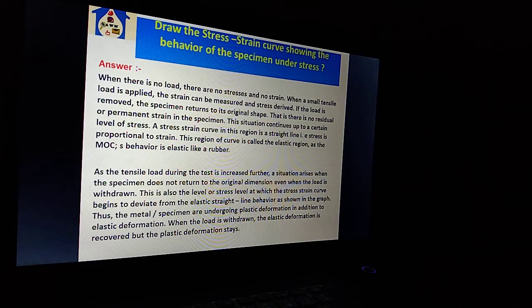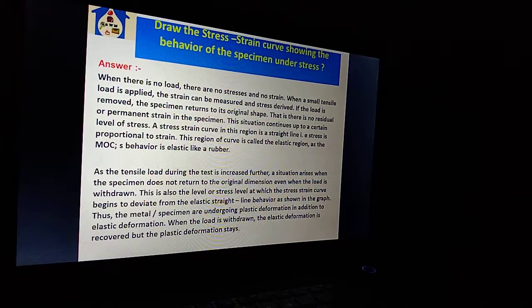The stress-strain curve in this region is a straight line, where stress is proportional to strain. Thus, this region of the curve is called the elastic region, as the MOC behavior is elastic, like a rubber. MOC means material of construction.